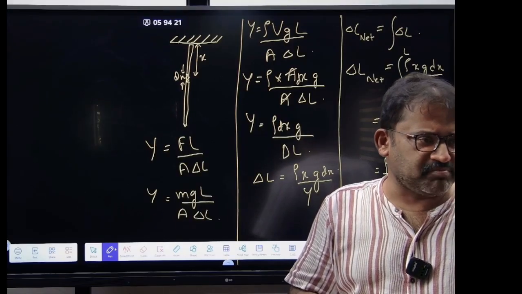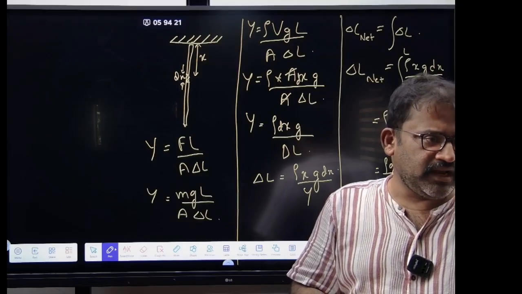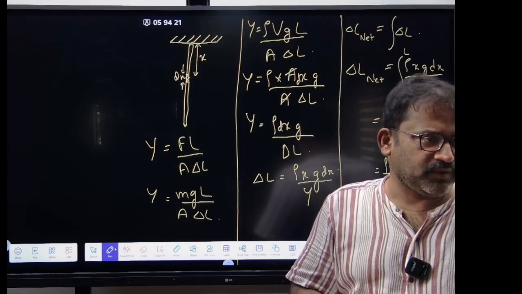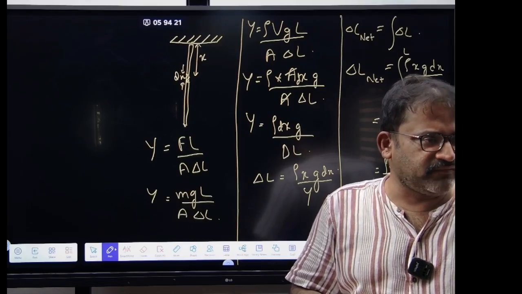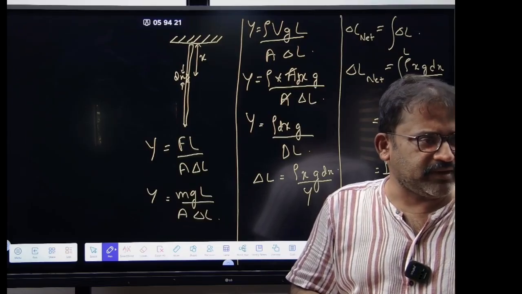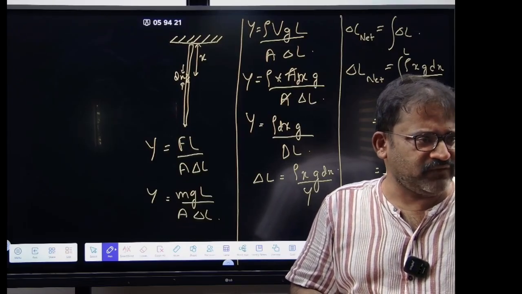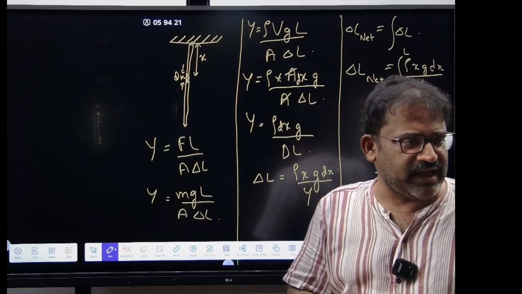For example, gaseous matter is a fluid, liquid is a fluid, water is a fluid, oil is a fluid, oxygen is a fluid, carbon dioxide is a fluid. All of these have a property of flowing. So that is what is called fluids.